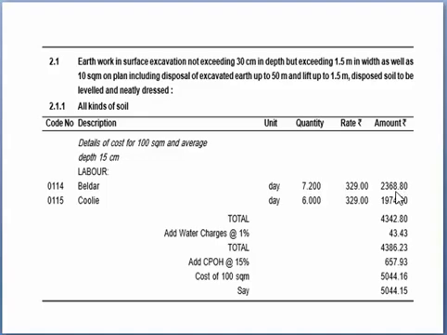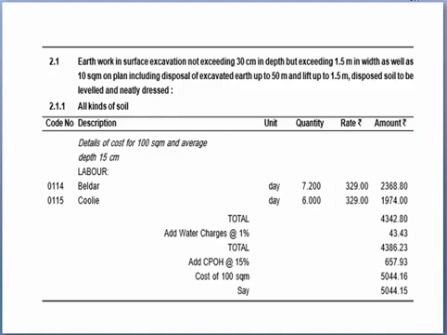For this 100 square meter of the work, the amount which will be given to the Beldar is 2368.80, and the amount which is given to the coolie is 1974.00. So the total amount of this particular item costs rupees 5044.15 for 100 square meter of the surface excavation. So this is basically the concept, and this is basically the procedure for preparing the analysis of rates.